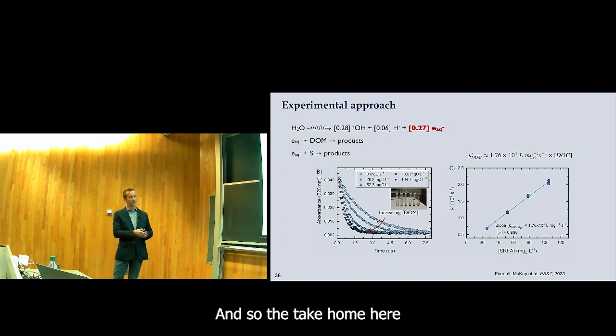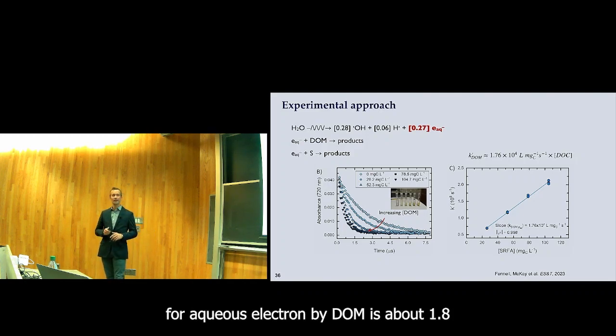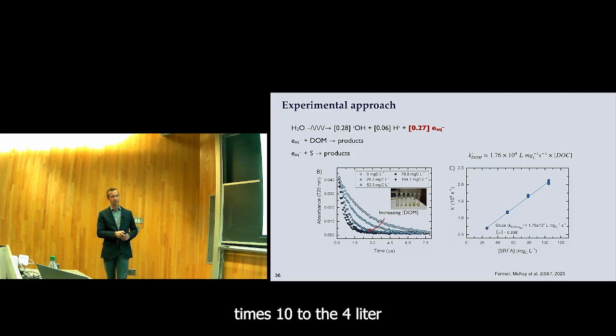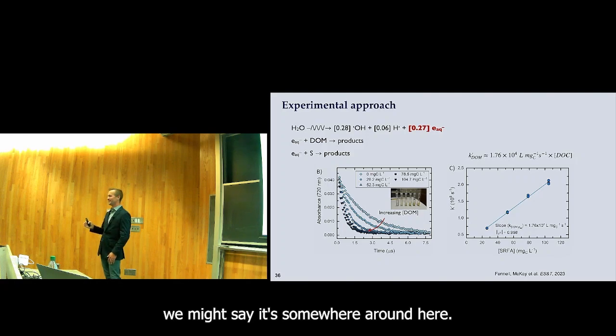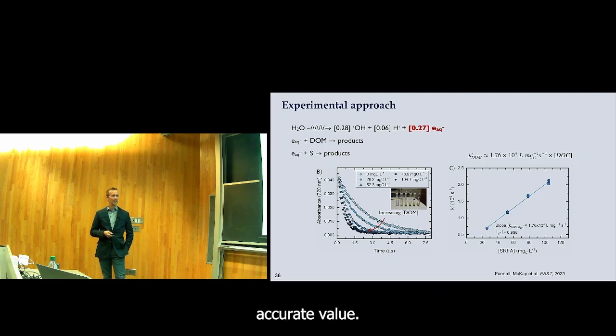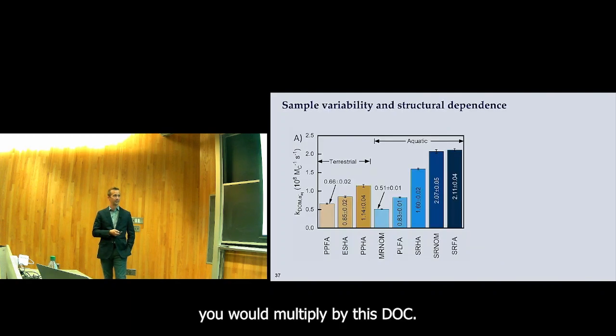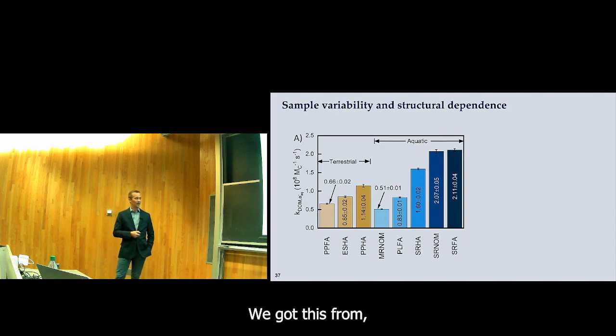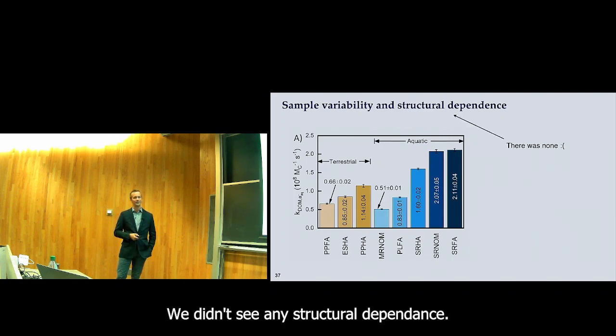And so the take home here is that the scavenging constant for aqueous electron by DOM is about 1.8 times 10 to the 4 liter per milligram carbon per second. And if we had to take a guess, we might say it's somewhere around here, but at least we now have an accurate value. And if you're interested in knowing its contribution to the overall scavenging, you would multiply by this DOC. Now we got this from an average of all the values here, and these are for our different isolates. We didn't see any structural dependence.